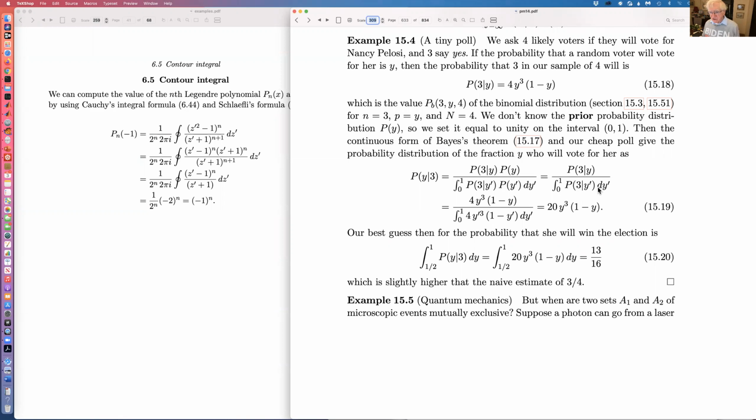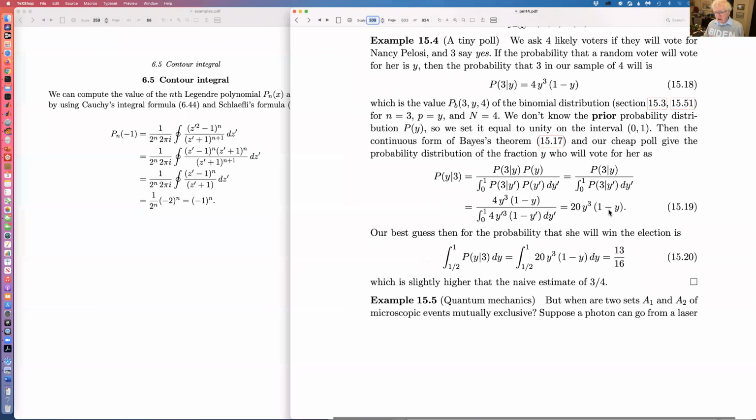And so we're just integrating this. Now, the probability of 3 given Y prime is just this with a prime. The probability of Y we set equal to 1. So this is just the probability of 3 given Y, and we have this. And now this thing is just a number, and when you compute it, you get this expression. And so now we have a posterior probability distribution.